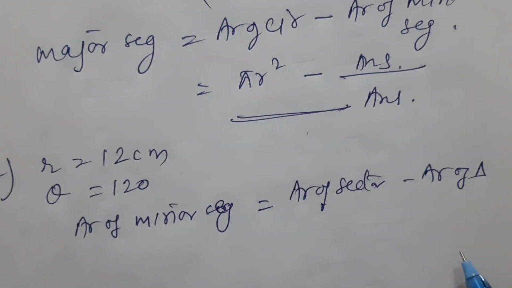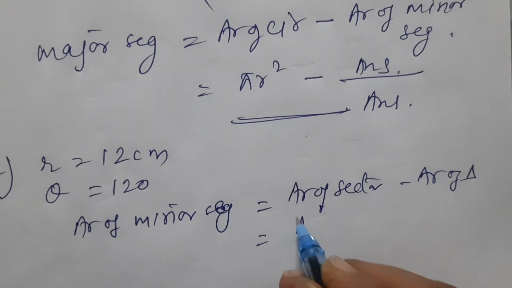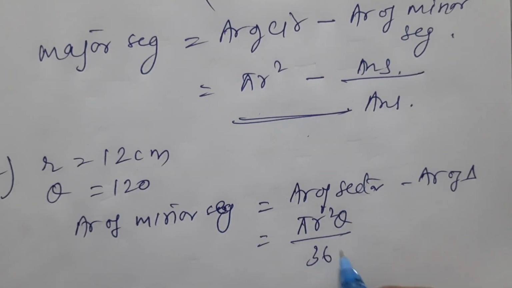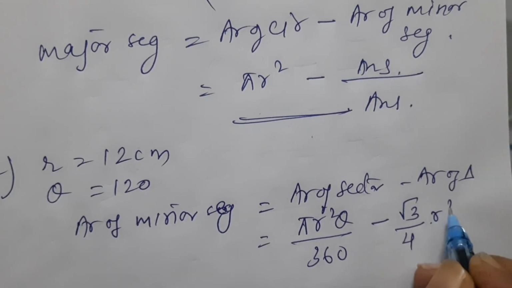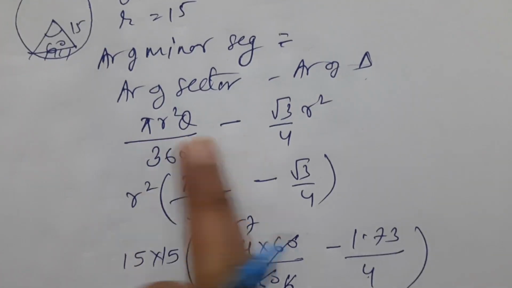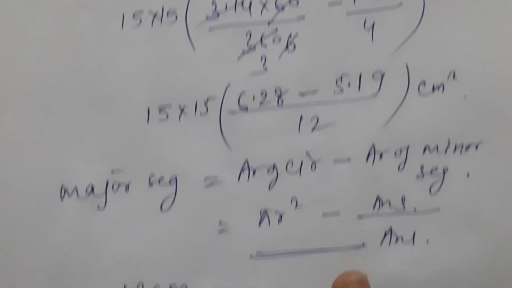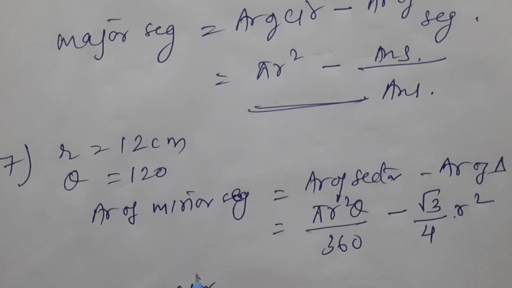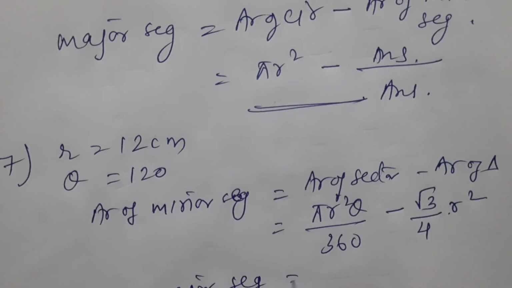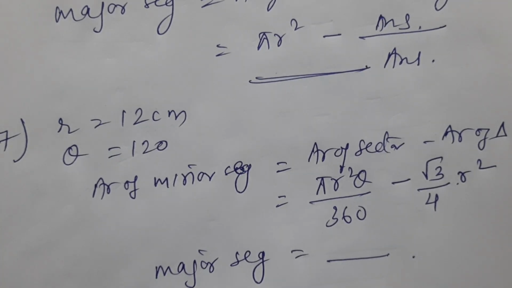So I told, when theta is 120, for the sector it is pi r square theta upon 360. For the triangle at 120 it is the same as 60, root 3 by 4 r square. Now as I solved the previous question, in the same way you are going to solve it by putting in all the values, and after finding the minor segment, calculate the major segment. So I hope all of you are getting it.